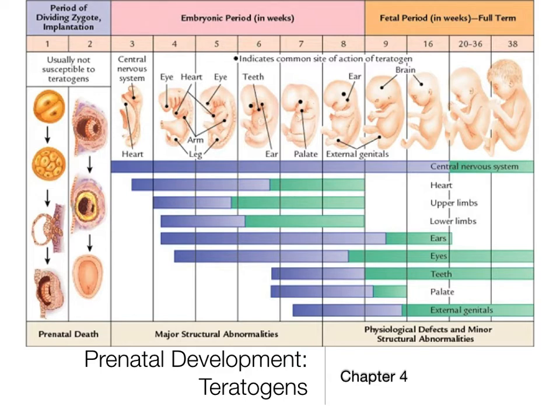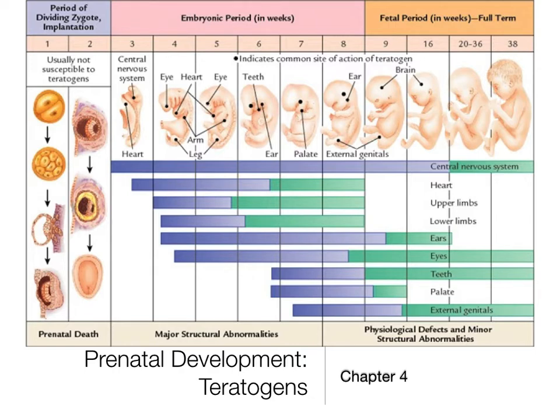So if we have really bad kinds of introductions in the period of the zygote and implantation, we'll have prenatal death. If something doesn't go right there, that organism will not survive. In the embryonic period, we can still have prenatal death. It's not as often, but it can still happen. But we can also have really major structural abnormalities.